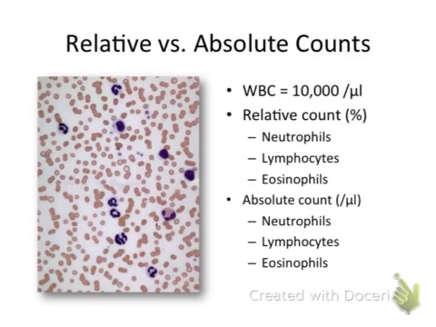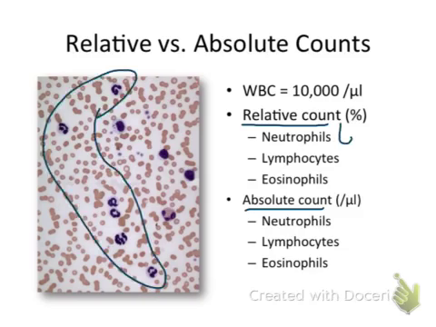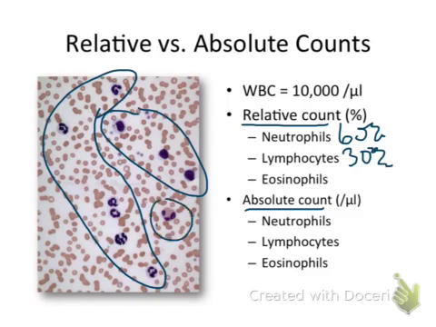Leukocytes are enumerated using 2 different counting methods, and they are the relative count and the absolute count. Relative counts are percentages of each cell type. So in this example, in the picture, there are 60% neutrophils, 30% lymphocytes, and 10% eosinophils.